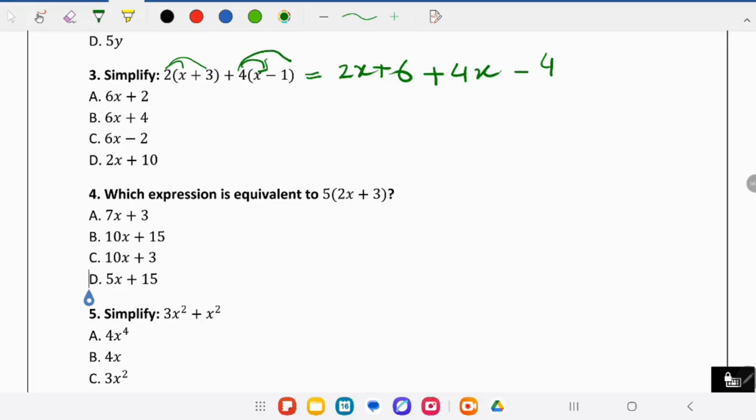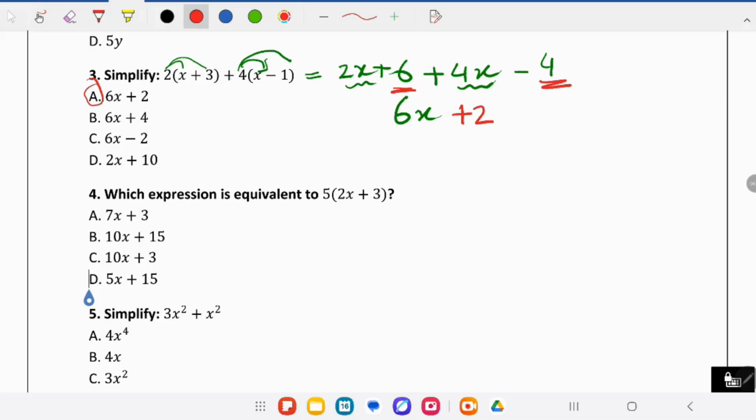After that, I'm going to simplify my like terms. So 2x and 4x are like terms. I will add because there is an addition sign between them. 2x plus 4x, which is 6x. And I can see that 6 and 4 are like terms. So 6 minus 4 is 2, plus 2. 6x plus 2, A is my answer. All other options are different.